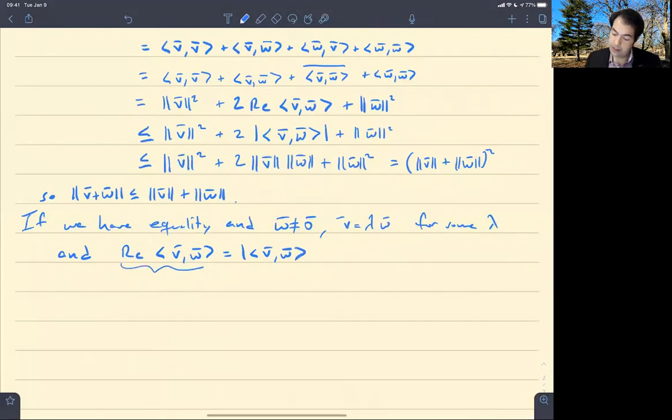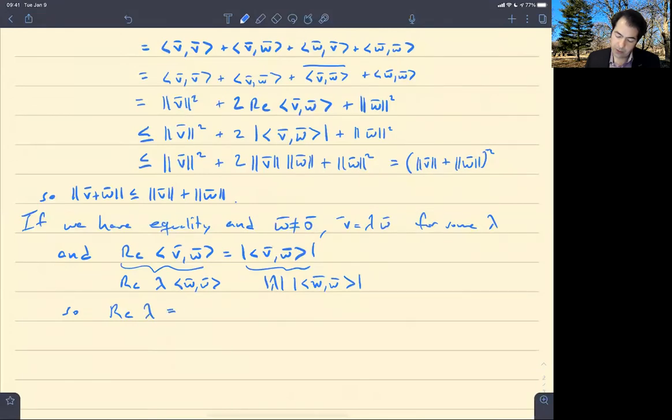Now, if v is equal to lambda w, this is equal to the real part of lambda times the inner product of w with w. And this, if v is equal to lambda w, would be the modulus of lambda times the modulus of the inner product of w with w. Now, since the inner product of w with w is a positive real number, because w is not zero, it's a strictly positive real number, I can cancel it out from both sides of this equality.